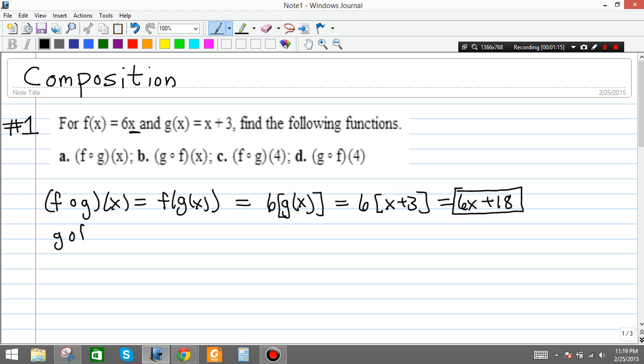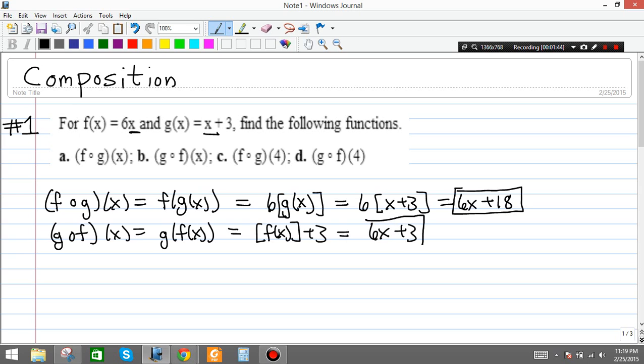Similarly, g of f of x is just going to be g, substituting in f of x wherever there's an x. And so g of x is x plus 3, and so g of f of x is going to be f of x plus 3. Instead of an x plus 3, you put f of x plus 3. And then we'll remember that f of x was 6x, so that is g of f of x: 6x plus 3.